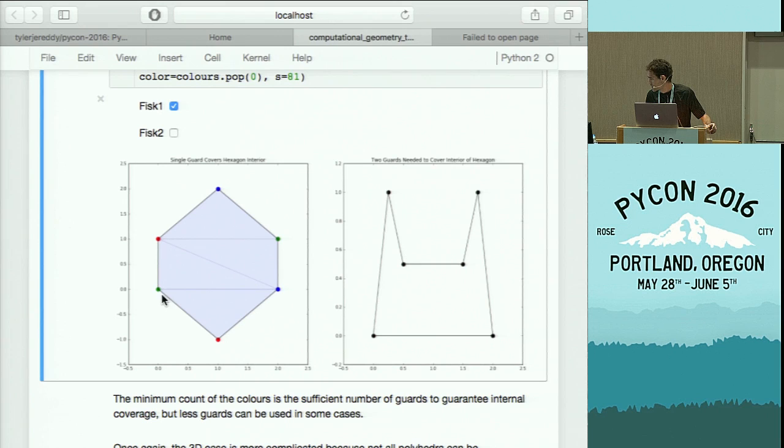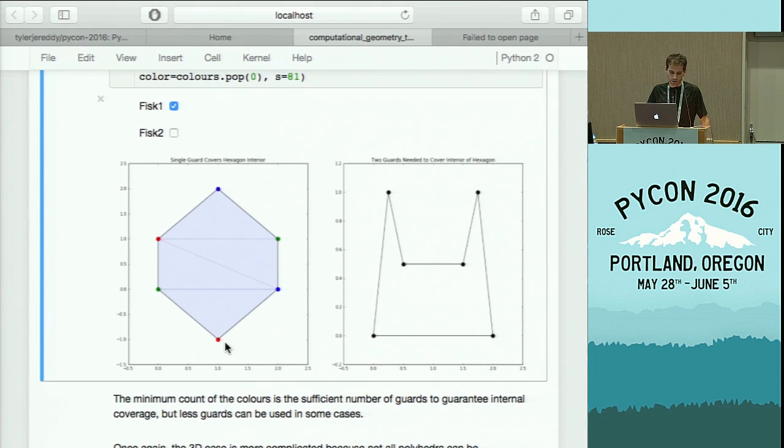So hopefully you believe me that there's red, green, and blue, and no color is ever repeated in a given triangle. And so that's the first step. You triangulate it. In this case, we've used the Python wrapper to the triangle library. And then you assign those vertex colors. And then the next step is to look at the least frequently occurring vertex color. So in this case, we have 2 greens, 2 blues, and 2 reds. So 2 is the smallest, the lowest frequency of occurrence for any color. So that's the number of guards that's always sufficient to guard the hexagon.